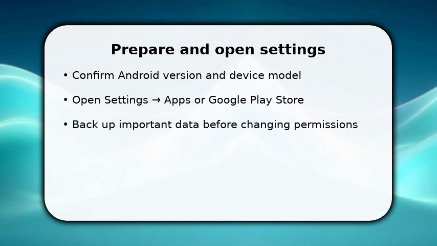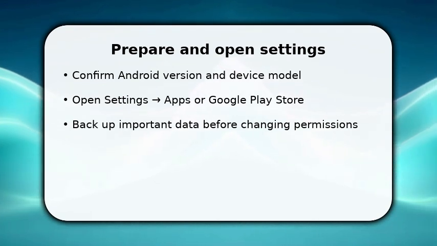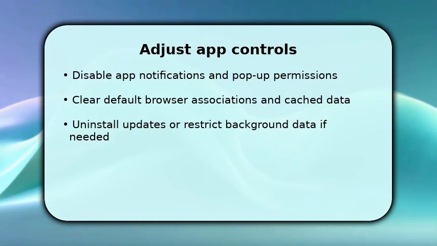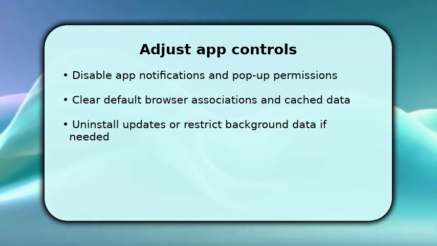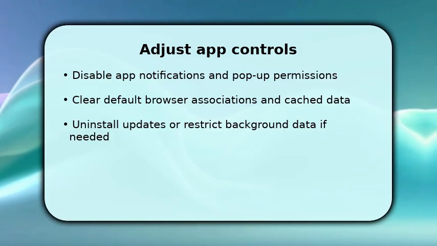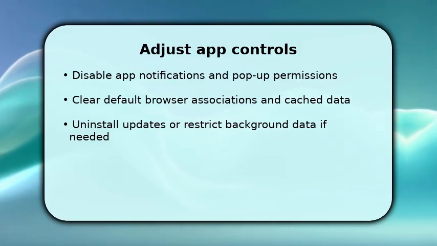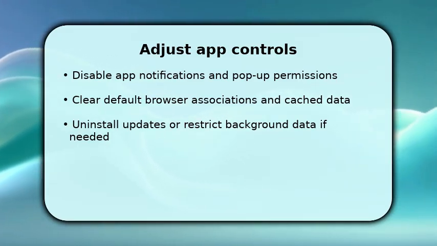at the source. You now focus on the app-level controls. Disable notifications and pop-up permissions to stop intrusive ads from appearing. If ads come from browser redirects, clear defaults for the browser and clear its cache and cookies. This reduces tracking and ad triggers.